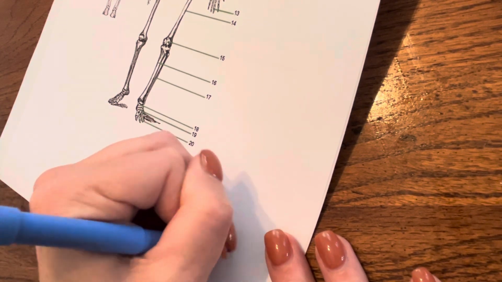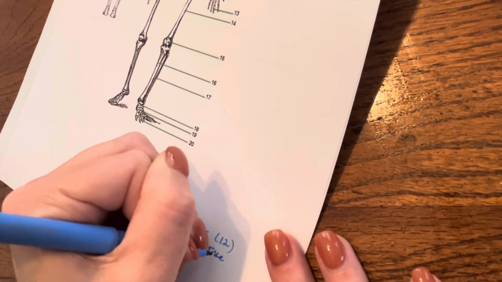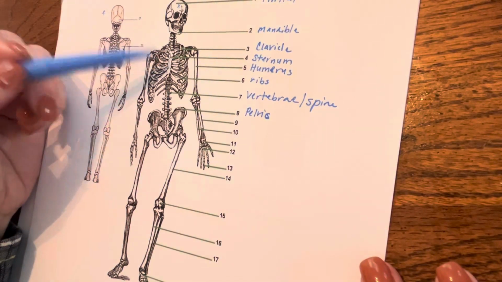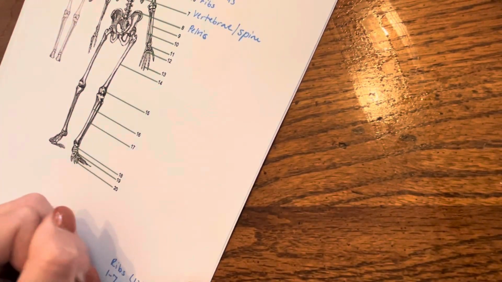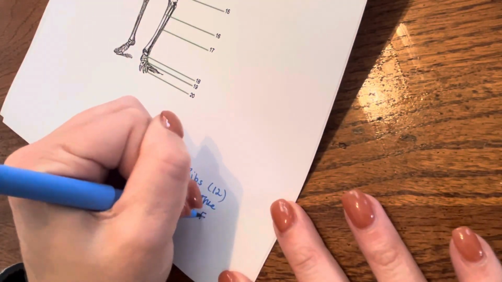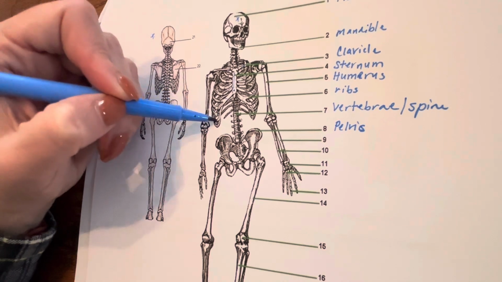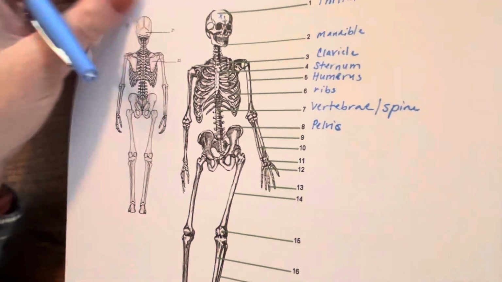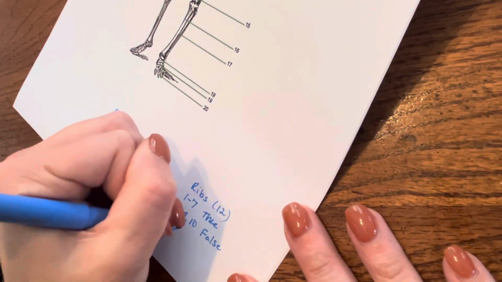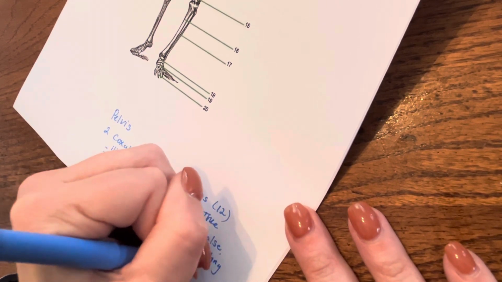For the ribs, let me talk about the ribs for a second. We have 12 pairs of ribs. Pairs 1 through 7 are called true ribs because they articulate directly with the sternum. Pairs 8, 9, and 10 are going to be called false ribs because they only articulate with the sternum via the cartilage of the 7th rib. So here's 8, 9, and 10. And then pairs 11 and 12, we call those floating ribs. They do not connect with the sternum at all.